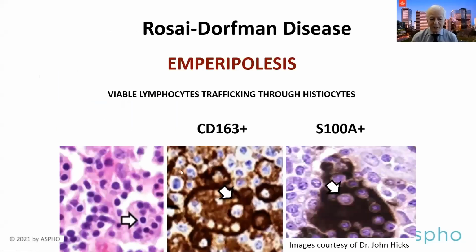So the diagnosis is made histologically by finding large histiocytes in which there are lymphocytes trafficking through the cytoplasm, as shown here. That's a phenomenon called emperipolesis. The cells mark with CD163 and also S100 and kind of highlights those normal lymphocytes that are just swimming through the cytoplasm of these cells.